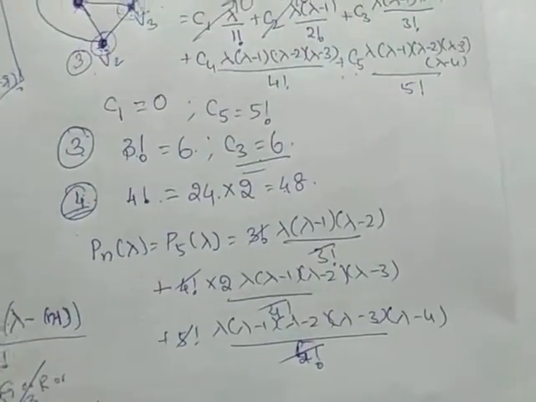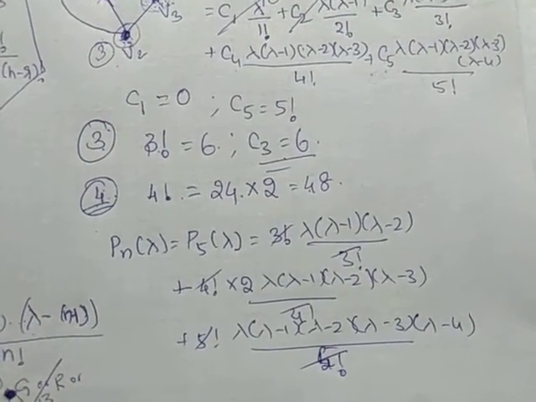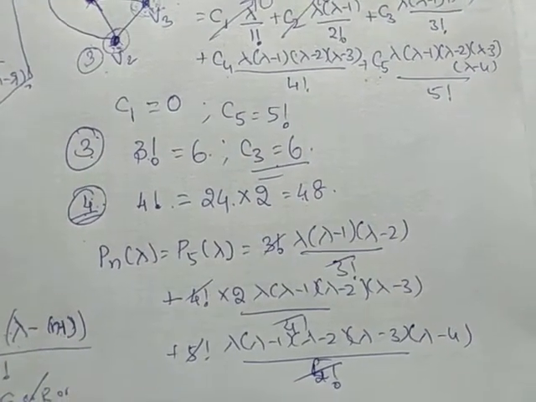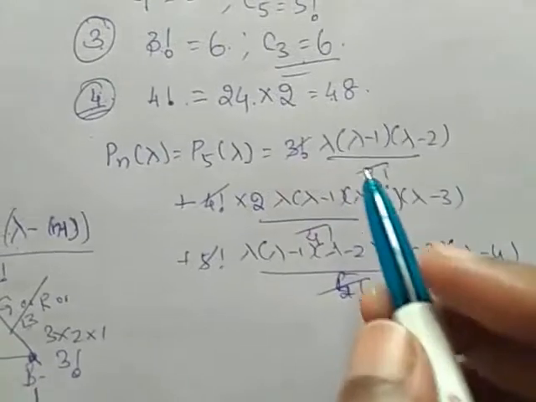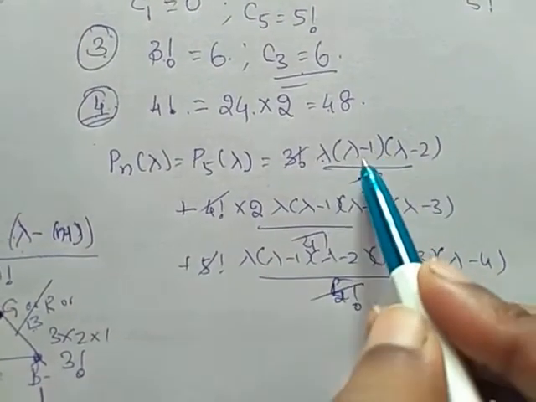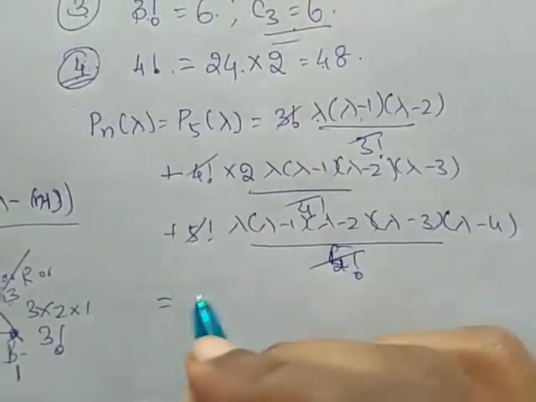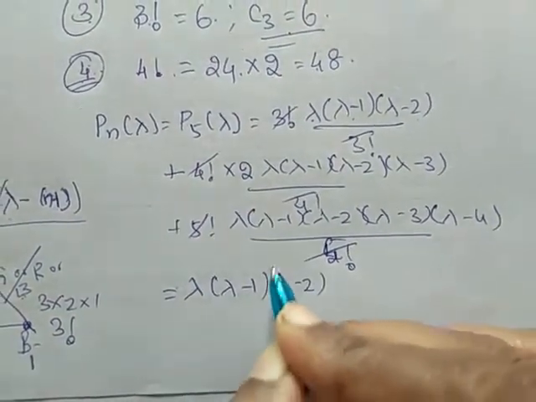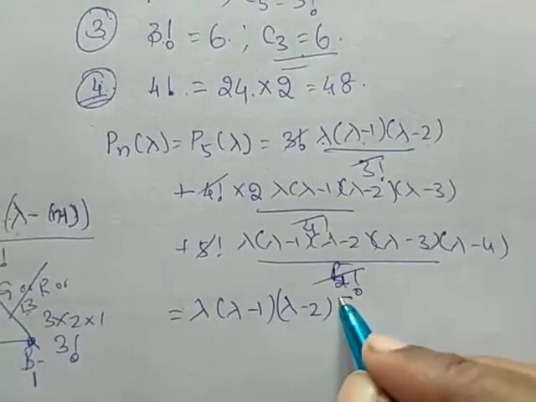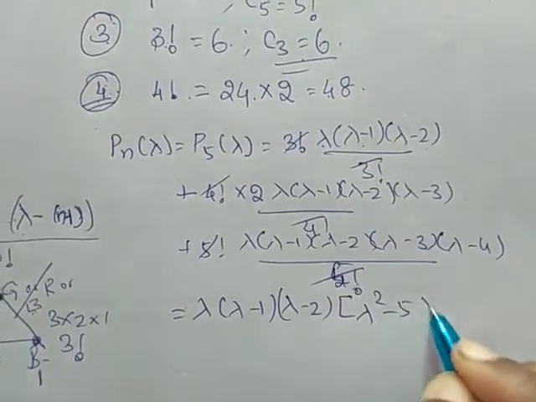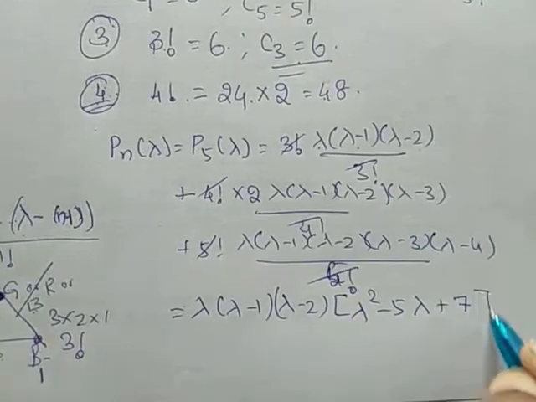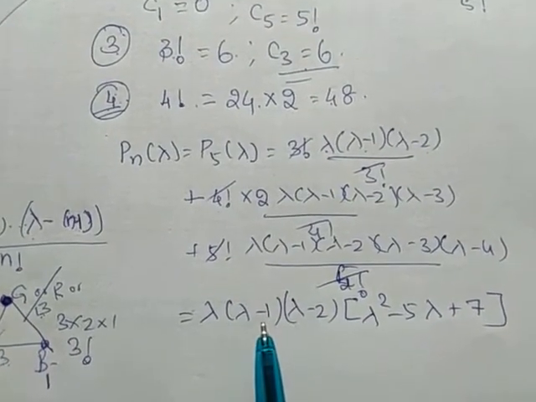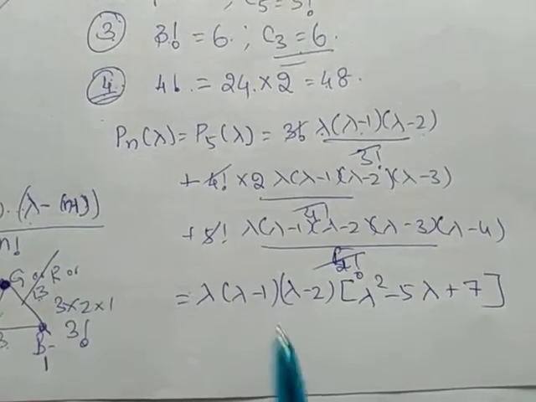Now, if we multiply all the terms, we will get a polynomial. Correct? When we expand it, finally we will get, see, I will take lambda, lambda minus 1, lambda minus 2 common. If I simplify the remaining terms, I will get lambda square minus 5 lambda plus 7. So, the chromatic polynomial for the given graph G is this.